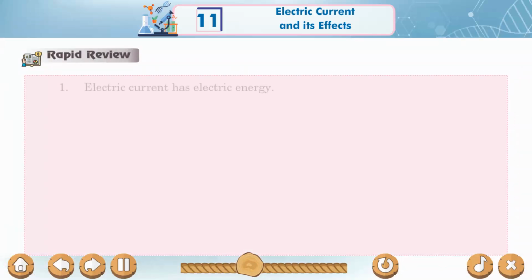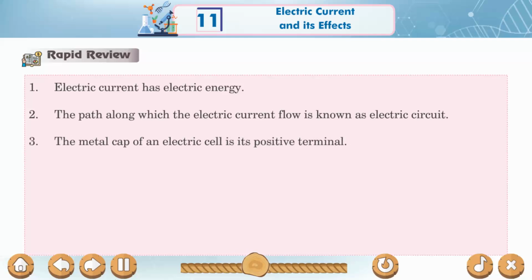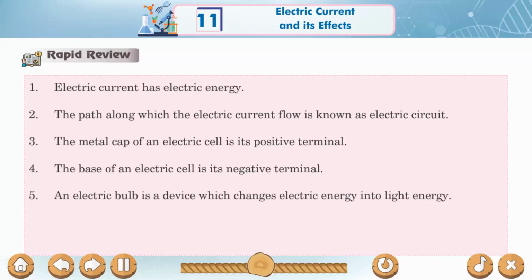Rapid review. 1. Electric current has electric energy. 2. The path along which the electric current flows is known as electric circuit. 3. The metal cap of an electric cell is its positive terminal. 4. The base of an electric cell is its negative terminal. 5. An electric bulb is a device which changes electric energy into light energy. 6. An electric bulb has two terminals.